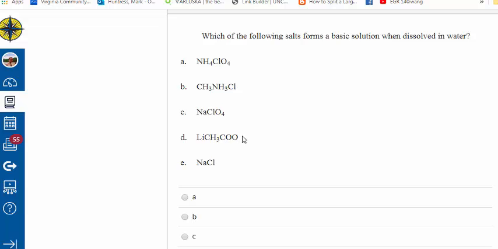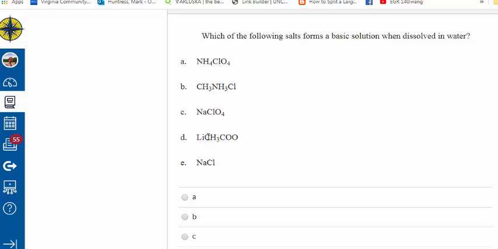CH3COO, that looks like a carboxylate group, which is the conjugate of a carboxylic acid. Carboxylic acids are weak. So, this actually looks like acetate, the conjugate base of vinegar, conjugate base of acetic acid. So, since this is the conjugate base of a weak acid, it has significant basicity.